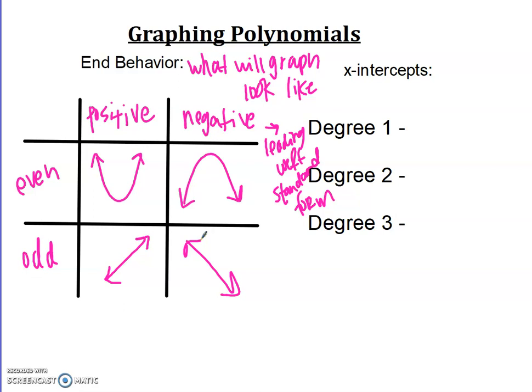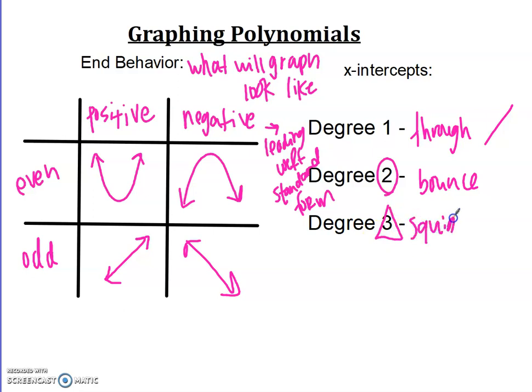Now we try to sneak in some things in between: my x-intercepts. If I have a degree of 1, we're going to go through it. If I have a degree of 2, we're going to bounce. When things are squared, we're going to circle them. If it has a degree of 3, it's going to squiggle through. And a bounce looks like that. So a degree of 1, you're going to go through; squared, you're going to bounce; and a degree of 3, you're going to squiggle through. Okay, let's figure out what this means.